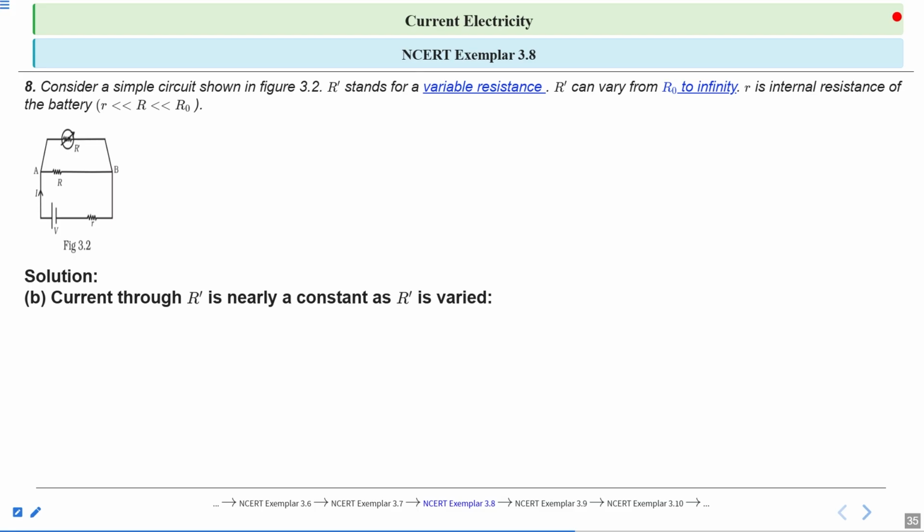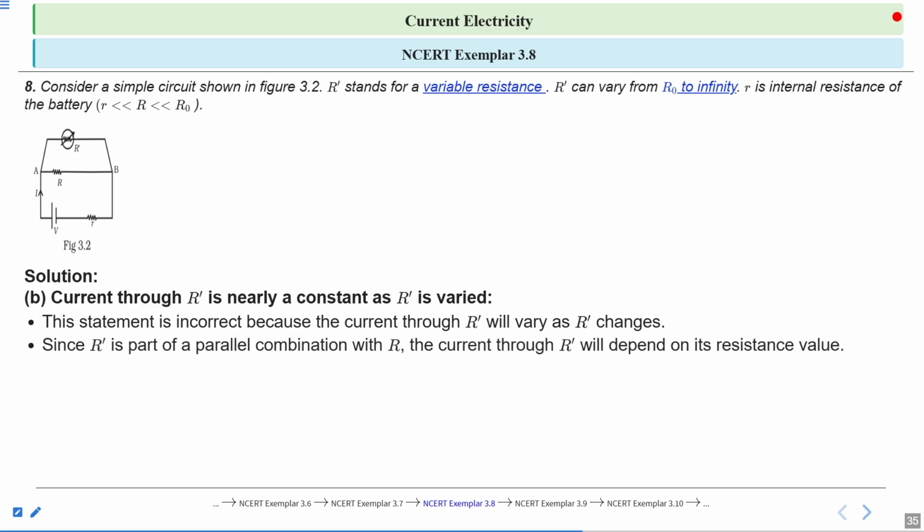So what was the B option? Current through R dash is nearly constant as R dash is varied. This statement is incorrect. Why? Because the current through R dash will vary as R dash changes. Since R dash is a part of parallel combination with R, the current through R dash will depend on its resistance value.